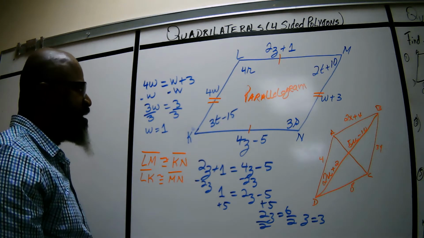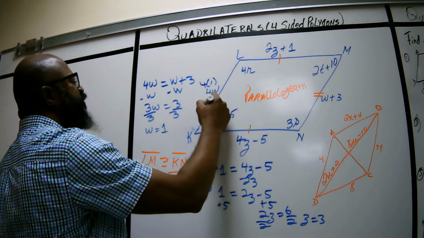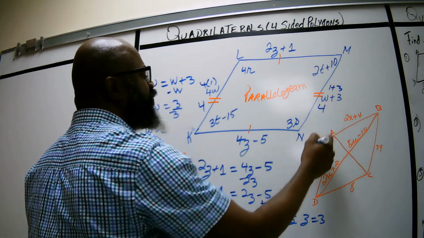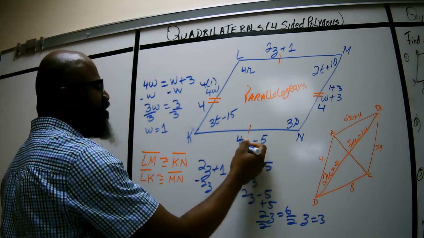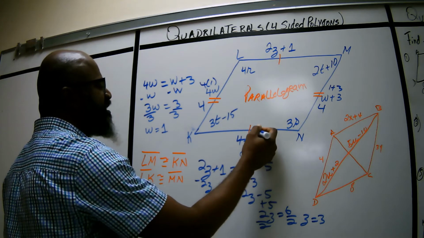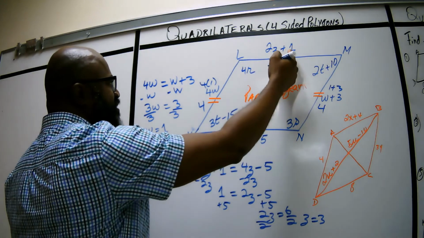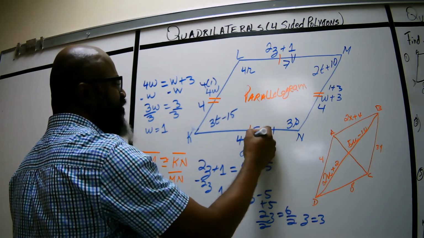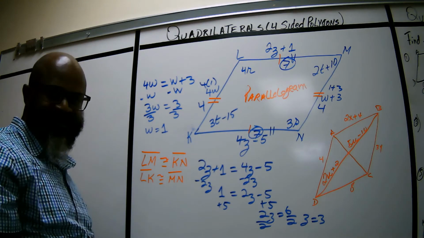If you want to check it, you will see 4 times 1. This side is 4, and 1 plus 3, this side will also be 4. Since Z was 3, that will be 3 times 4 is 12. 12 minus 5 is 7. This side is 7. This will be 2 times 3 is 6. 6 plus 1 is 7. As you can see, they have to be equal, 7. So in this case, we found this side.